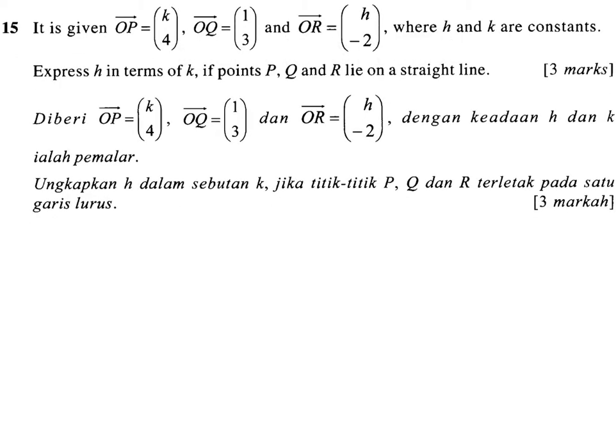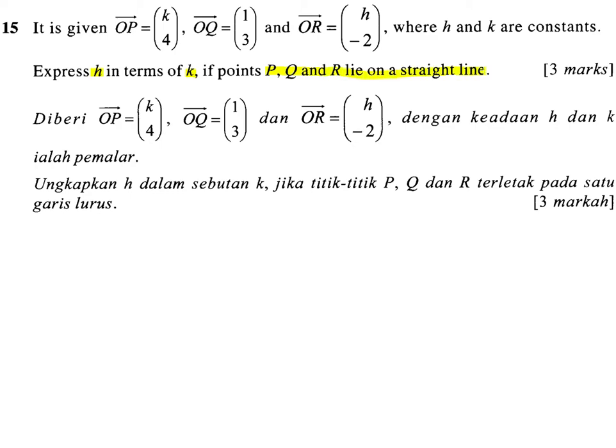So let us see how the question asks. It is given that vector OP is (k, 4), vector OQ is (1, 3), vector OR is (h, -2). And they tell you to express h in terms of k. See that? Express h in terms of k if P, Q, R lie on a straight line.